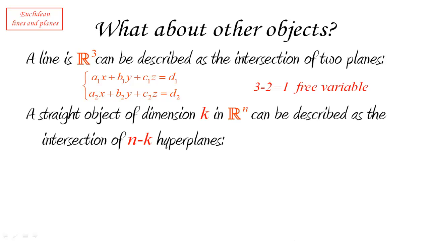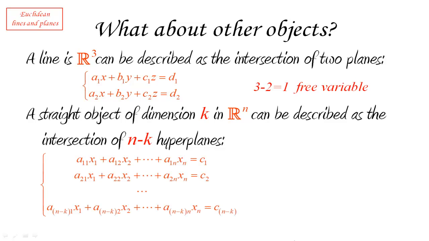Okay, so a straight object of dimension k in Rn can also be described as the intersection of n minus k hyperplanes. Okay, let's make sense of all these letters and where they come from. If I take n minus k hyperplanes, look at this system. It's made up of n minus k equations, and it has n variables, right? So how many free variables can it have? Well, it may have more than that, but at least it will have n minus k, and if you do the algebra, it turns out to be just k free variables.